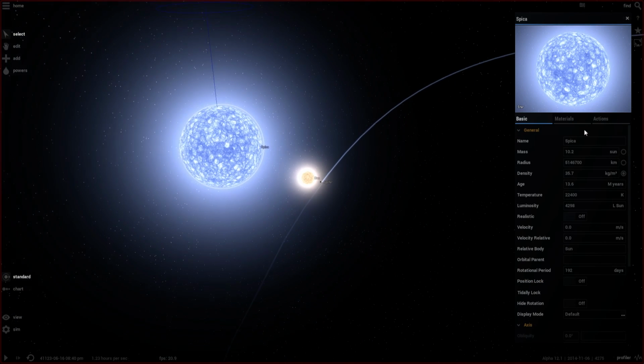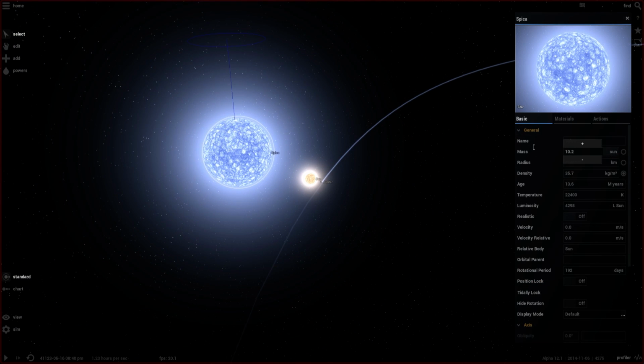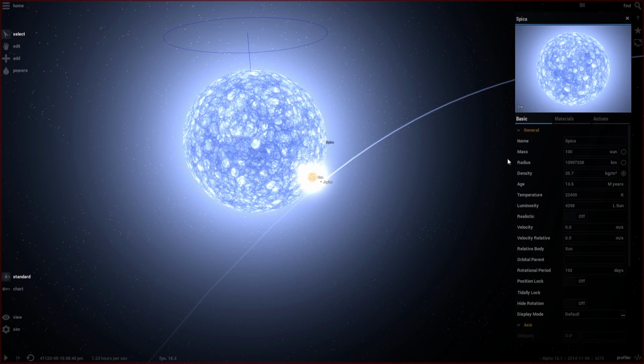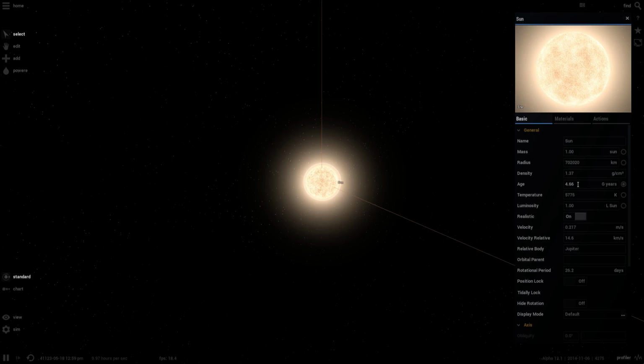You can tweak planets. You can change their mass and radius. You can make this 100 times the sun, if I want. I can make all sorts of things. I can change the age. And what if I make this? Okay, I should have studied a little bit more of this before I dig in.